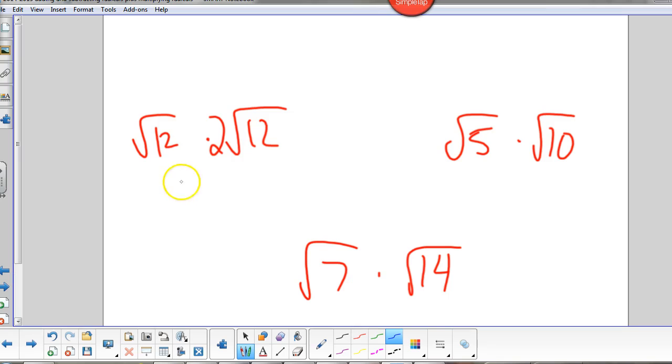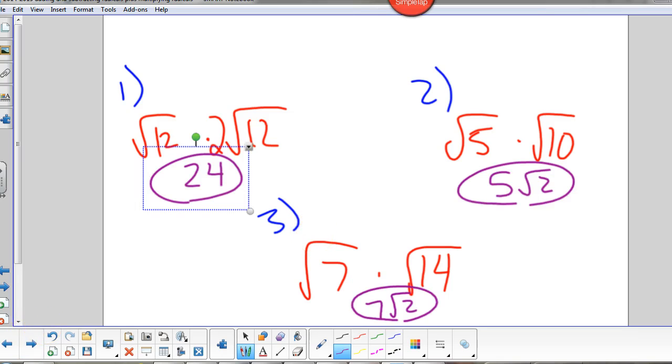All right, I want you to do these 3. 1, 2, 3, and pause it. Come back when you have answers to those. Okay, for number 1, did you make it 2 times 12 or 24? Number 2, did you see the pair of 5's? It's root 50, which is 5 root 2, or you could see the pair of 5's roots, which becomes 5, and then there was a root 2 left over. Same thing with number 3. Did you make it root 98 and then re-simplify it, or did you see the pair of 7's and then the root 2 left over has to stay in the radical?